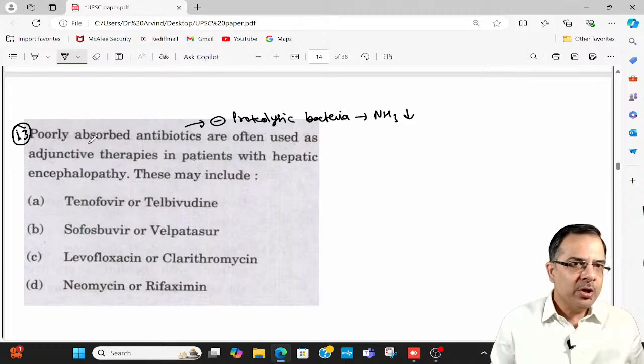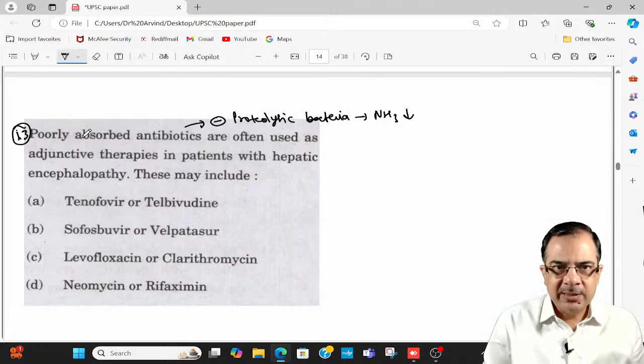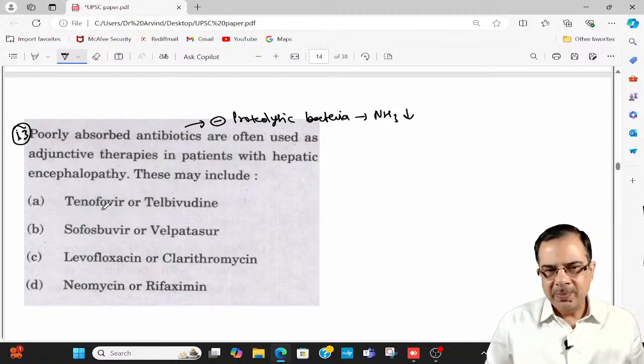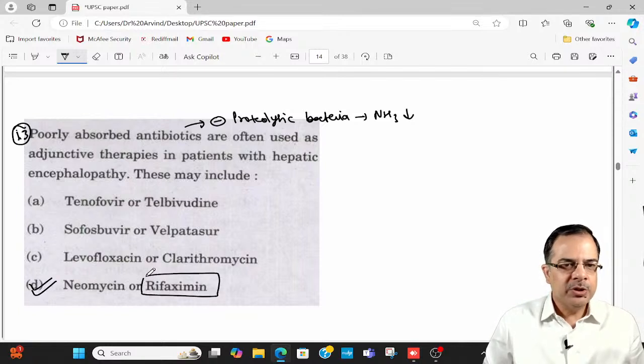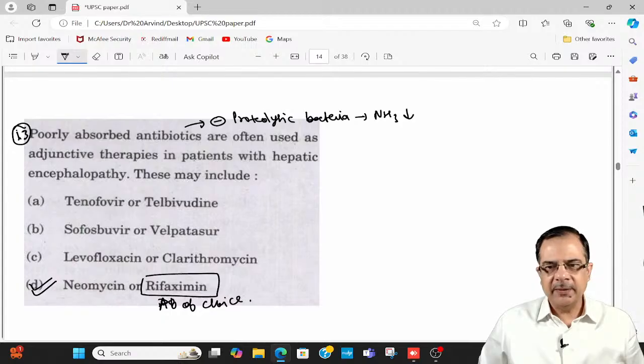And why should non-absorbable antibiotics be used? Because of their less toxicity, meaning they will not go into the blood to lead to some renal or hepatic toxicity. So the best answer out of all these will be the D option, neomycin or rifaximin. These days we use rifaximin as the antibiotic of choice for hepatic encephalopathy. So D will be the answer here.